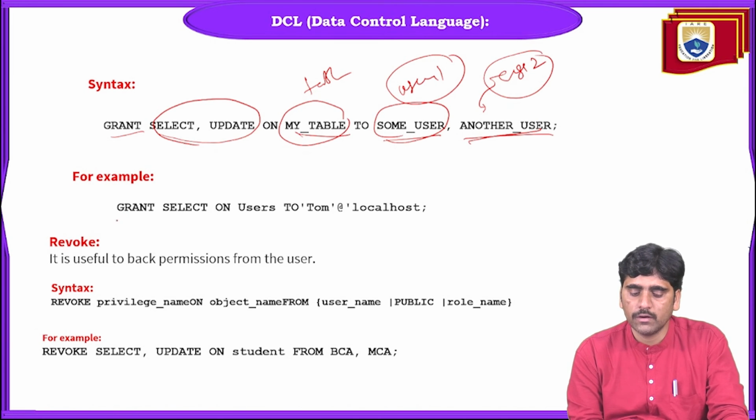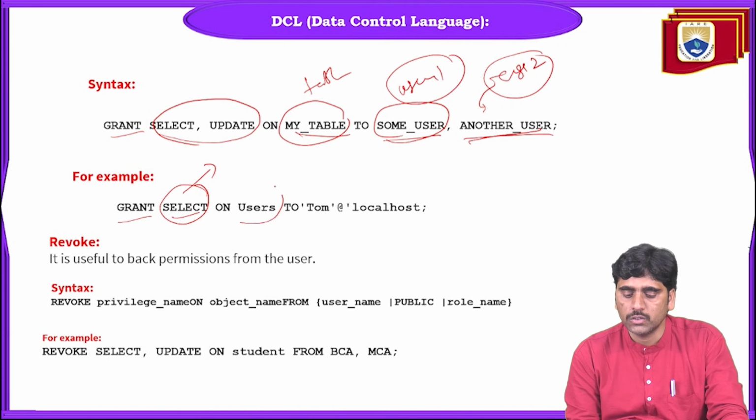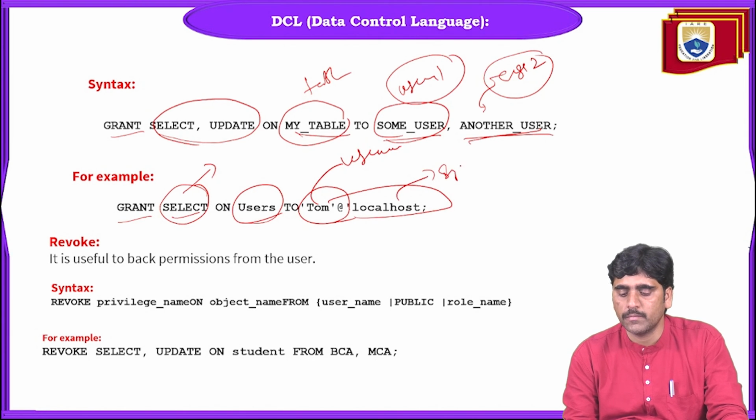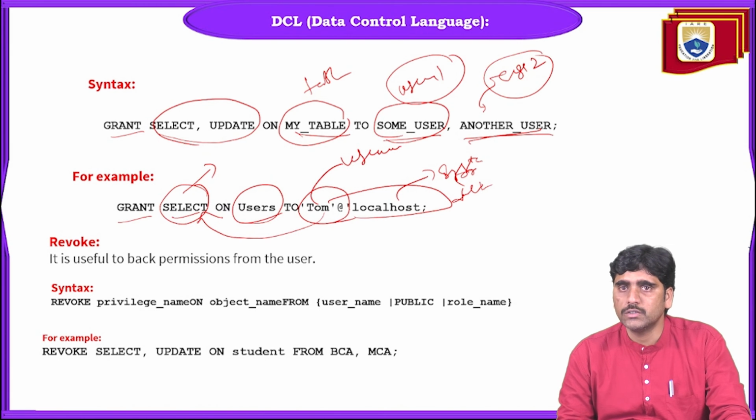For example, grant select. I just want to apply grant select, so I am applying only the select option to the user. GRANT SELECT ON users TO Tom@localhost. See, this is the username and this is the system name, or database name, right? And this is the username. So this user has only select access control. This is the way you can apply the grant permission on a specific user.